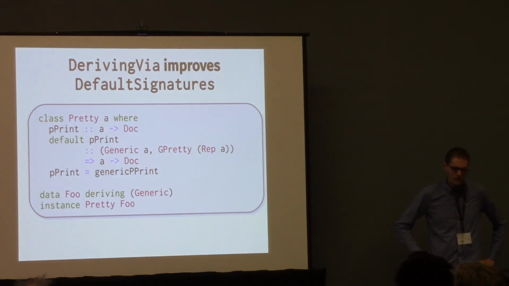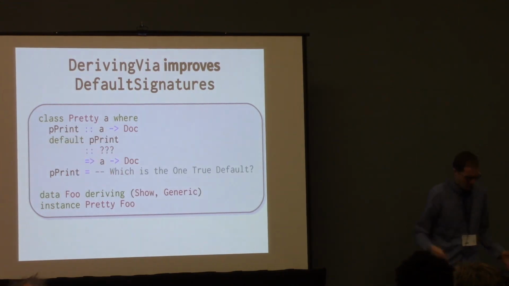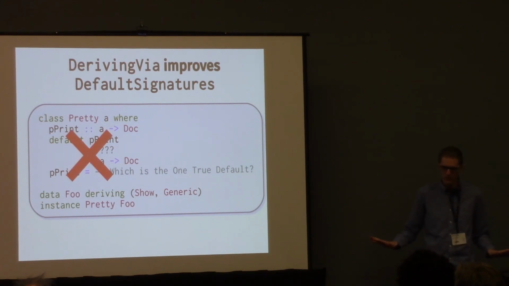Okay, well, now we have a bit of a problem because there's two ways that you can define it, and in certain contexts one works better, and in certain contexts the other works better. But default signatures doesn't really let you work with this because it forces you to pick one particular default and to couple it with the class definition. So if you have something with both Show and Generic instances, then you have to figure out which one is better. And that's not really satisfying. So what I'm going to propose is that we forget about default signatures entirely and come up with a better solution using Deriving Via.